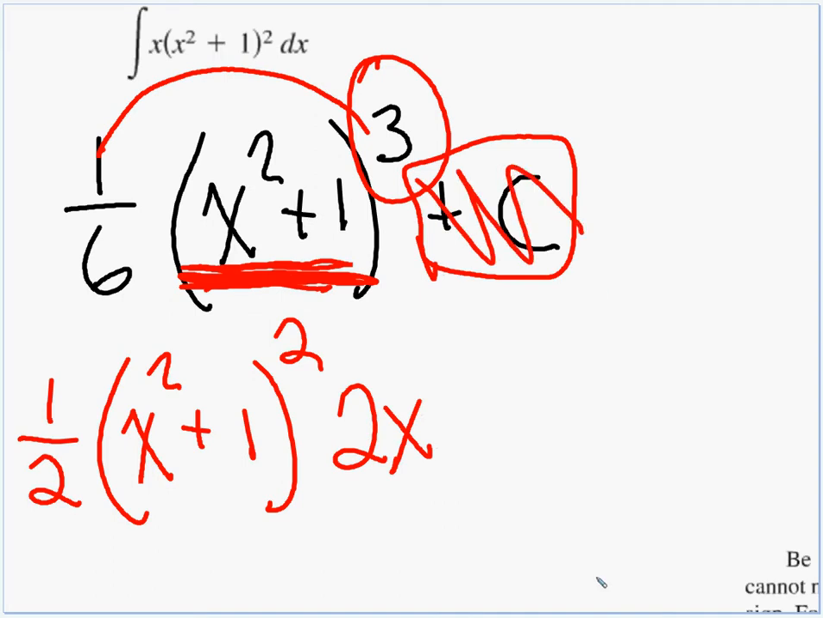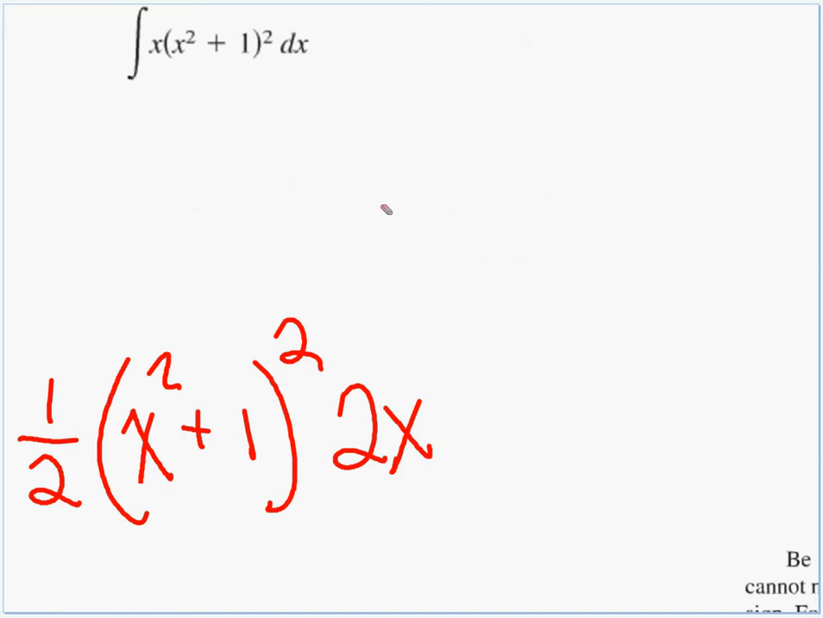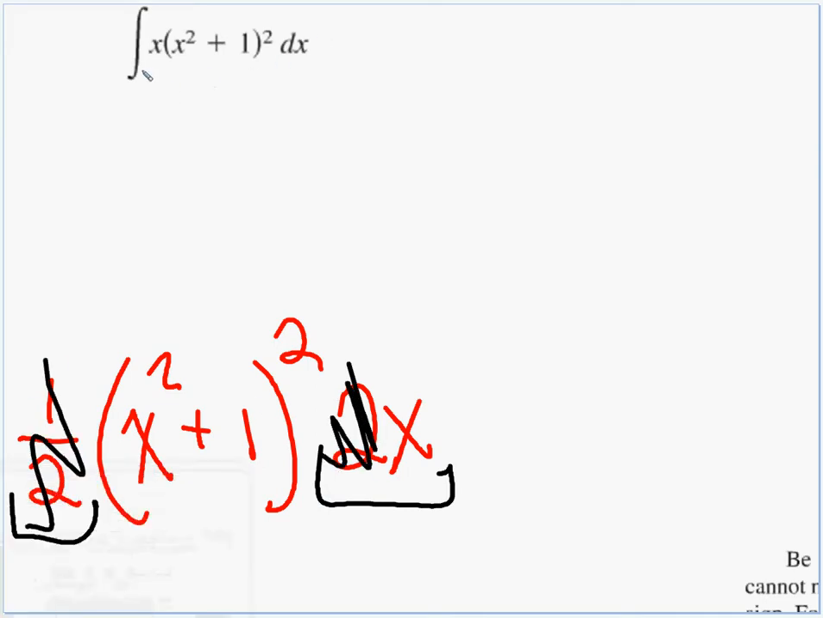So we're real close to the original setup of the problem. If we just multiply 2x times a half, that becomes 1x. And that's exactly how this problem started: x outside and then x squared plus 1 squared in the parentheses. We found a good solution.